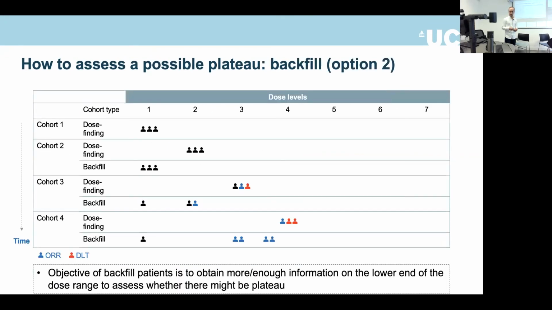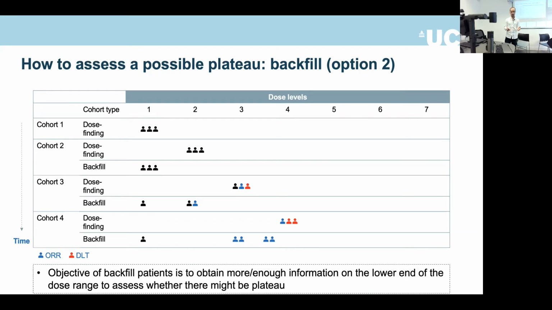Another approach is to use backfill patients. So how does this work? We've got cohorts of patients, and they are allocated to the dose levels sequentially, as I've described in the first part of the talk. However, as soon as we are above dose level 1, so from dose level 2 onwards, we will also have backfill patients, which are dosed at those levels below where the experiment is at. So let's say we are now at dose level 3. We've got two levels in the backfill sets, which are dose level 1 and dose level 2. And what we can do is allocate backfill patients in addition to our dose finding patients.